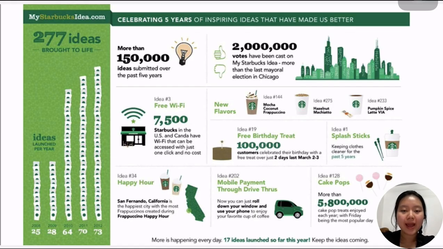Let's take Starbucks as an example of the new product development process. This shows Starbucks' program called My Starbucks Idea, where customers could submit and vote for new product ideas. Over 5 years, they received more than 150,000 ideas and launched 277 new products, such as free Wi-Fi in stores, new seasonal flavors, and mobile payment options. This reflects the idea generation and screening stages.